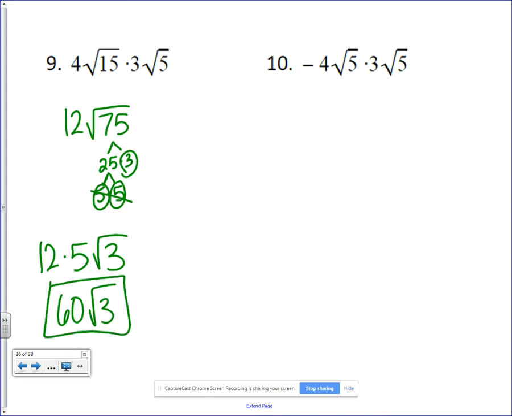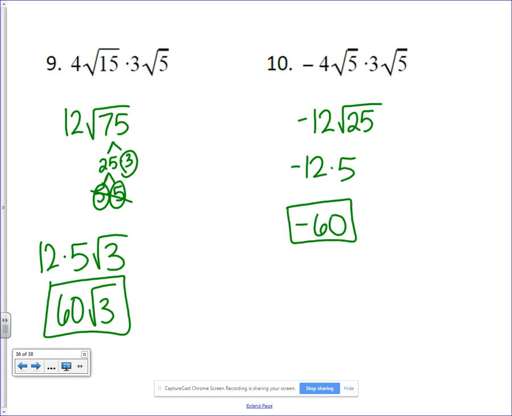Do the same thing here in number 10. When you multiply the coefficients, you get negative 12. When you multiply under the radicals, you get 25. Well, the square root of 25 is just 5. It's a perfect square. Please notice there is no more square root in this problem. You multiply them together, and you get a final answer of negative 60.